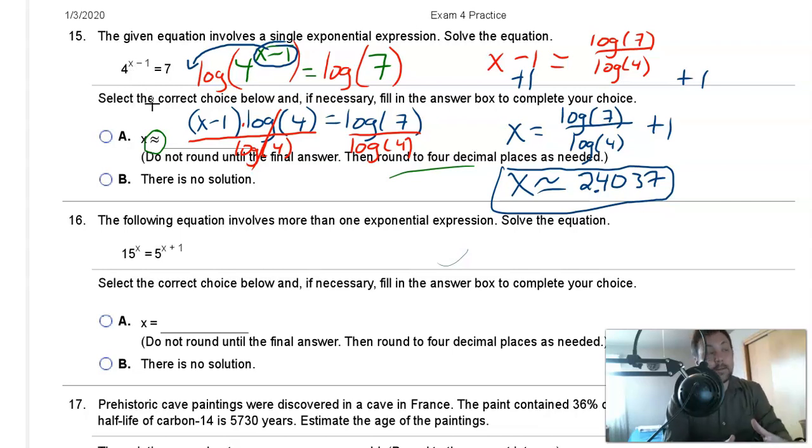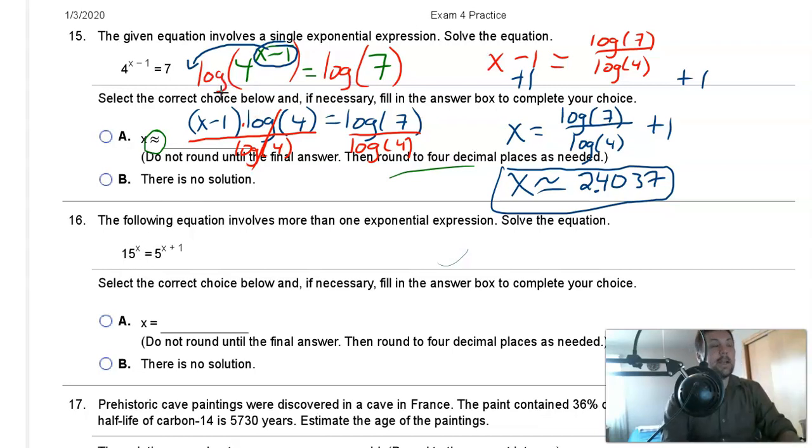So if you have a calculator that lets you type in whatever base you want, you can get away with that on number 15. You can use log base 4 and just convert it to logarithmic form without having to do this extra work. You can't really get away with that here because there's 2 different bases. So which base would you use? Are you going to do log base 15? Or are you going to do log base 5? And whichever one you use, it's still going to be a mess when you convert it to logarithmic form. And so you really have to do number 16 using this technique.